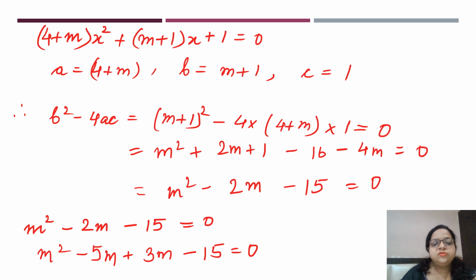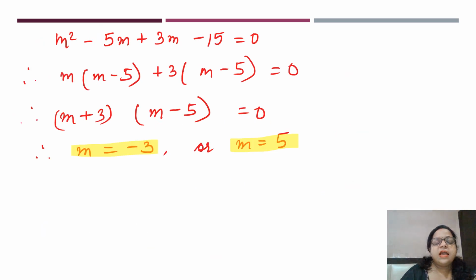Taking −5 and 3 as the two factors of the equation, because their product is −15 and their sum is −2, which we need. m² − 5m + 3m − 15 = 0. Therefore, m(m − 5) + 3(m − 5) = 0, or (m + 3)(m − 5) = 0. That is the zero product rule. Therefore, m = −3 or m = 5.